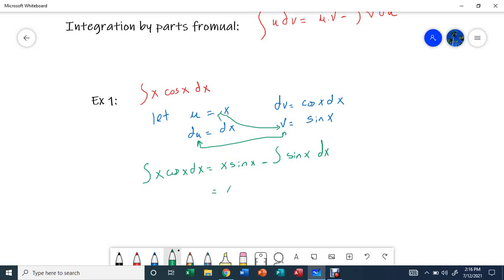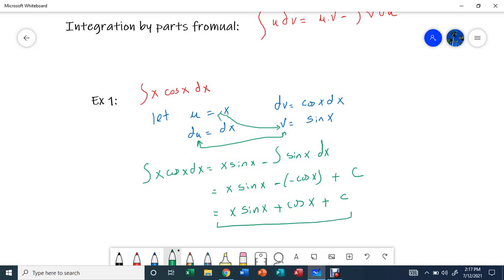Equals x sine x minus, so the antiderivative of sine is negative cosine, so minus cosine of x, and of course plus a constant. So it's gonna be x sine x plus cosine x plus a constant, and that's my final answer to that integral.